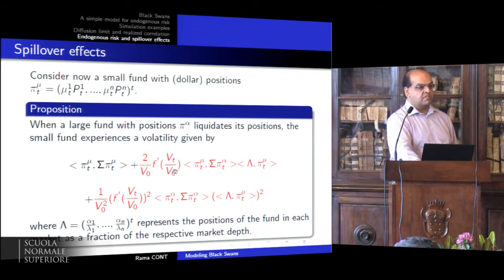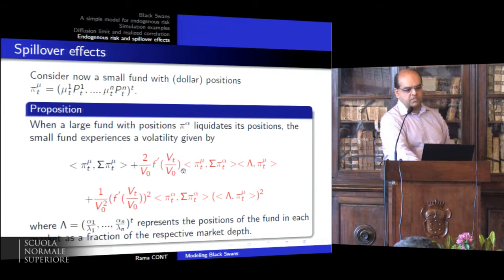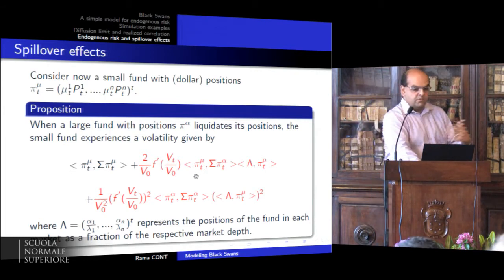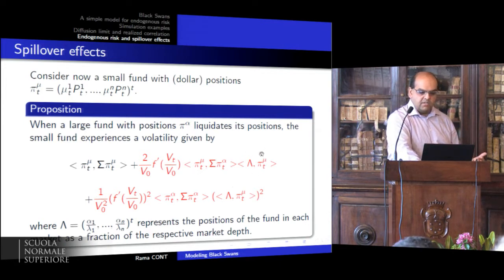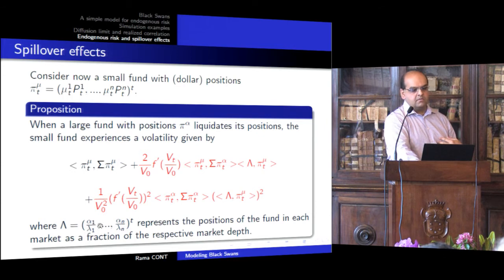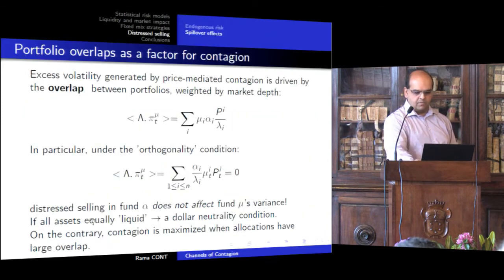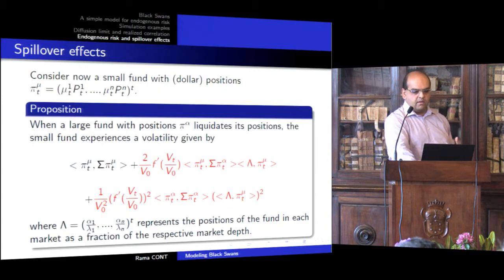These red terms will occur if somebody else is liquidating a large position and I hold the same assets, not the same allocation, but just the same assets. So what you see here is that the important parameter in the spillover effect is some scalar product. Pi mu is my portfolio, and lambda is the positions of the other guy's portfolio, which is doing fire sales, scaled by market depth. Again, if the positions of the guy liquidating are small in terms of market depth, this vector will be zero, so you forget it. And it's order one in this thing. So what that shows is that the contagion effect is due to portfolio overlap.